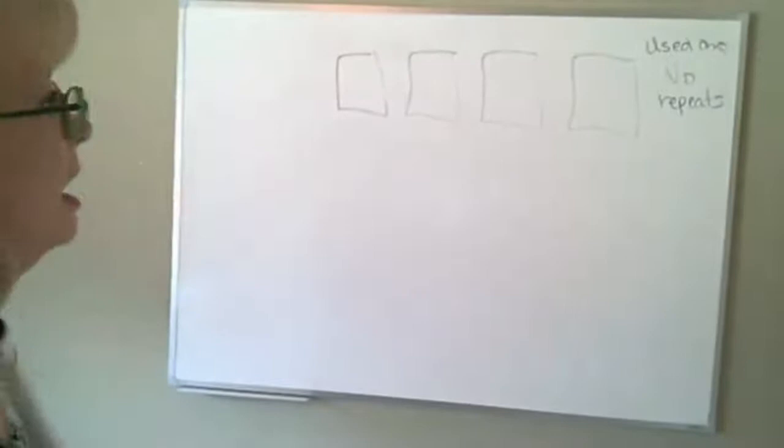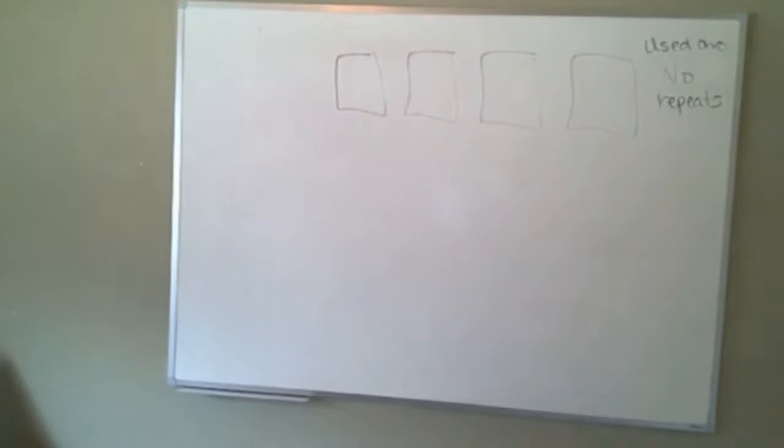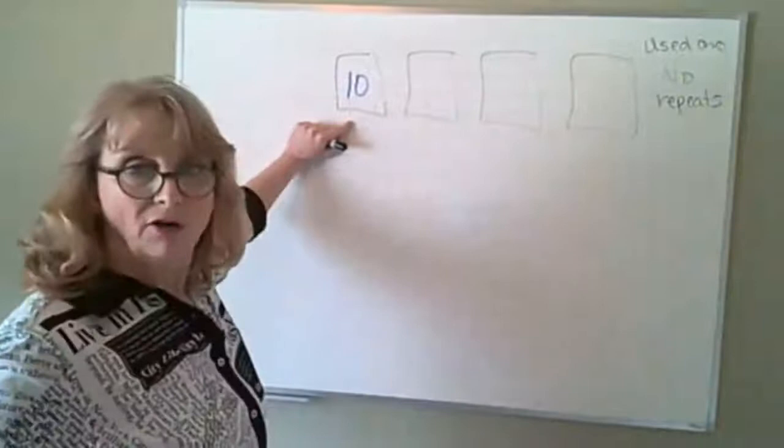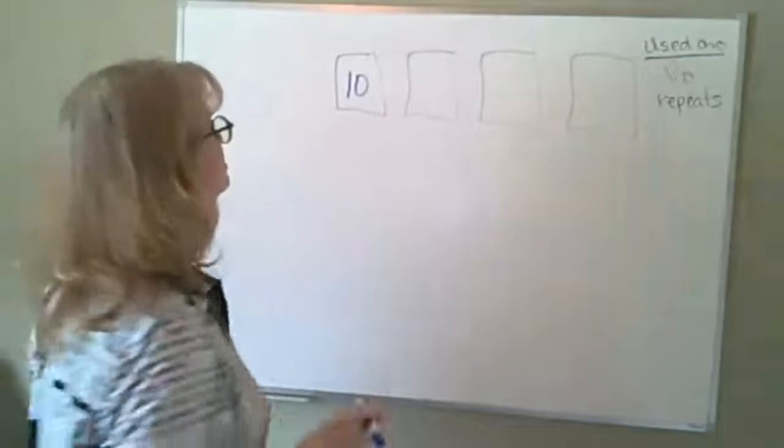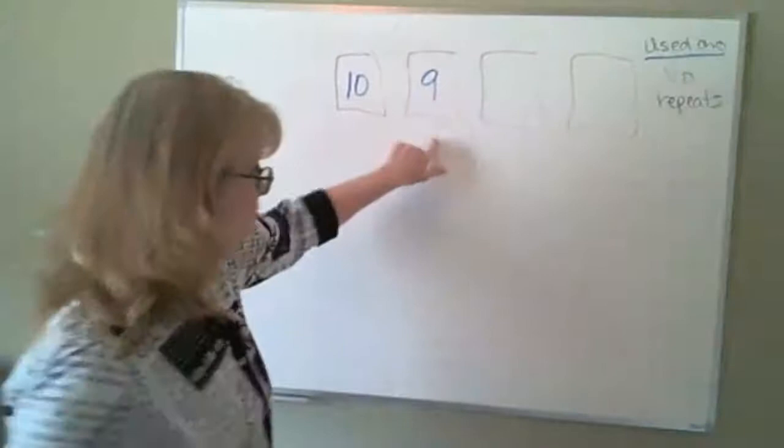So for the first one, we have 10 choices, the numbers 0 through 9. But whatever number we used here, we can't use again. We can't have any repeats, and each number can only be used once in this first scenario. So that means for the second number, there's 9 numbers left. Now I've used up 2, so I have 8 left here and 7 left here.